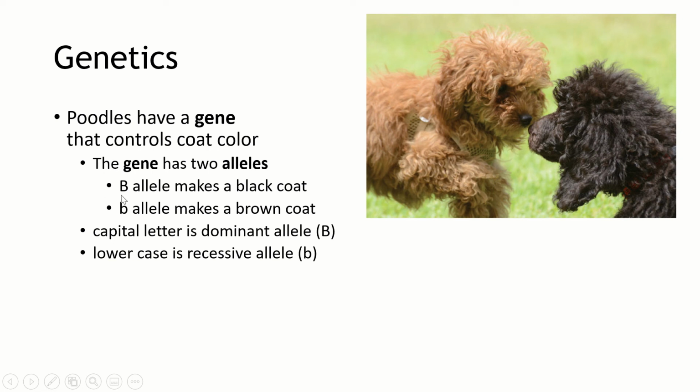A little bit about how we write these. When we're talking about genetics and inheritance, we're going to use capital and lowercase letters for the alleles, except in a couple of cases where we have a different notation. But when there's two alleles, we're going to use a capital letter and a lowercase letter. The capital letter represents the dominant allele, and that means the allele that shows up if it's present. The recessive allele is always going to be shown by the lowercase letter. So the black coat is going to be dominant in poodles. The brown coat is recessive in poodles.